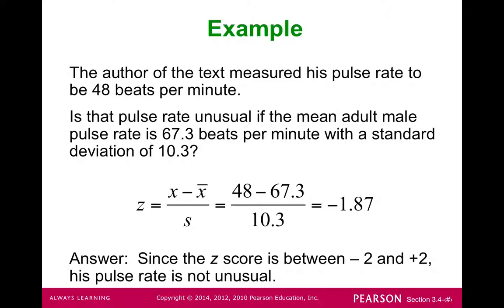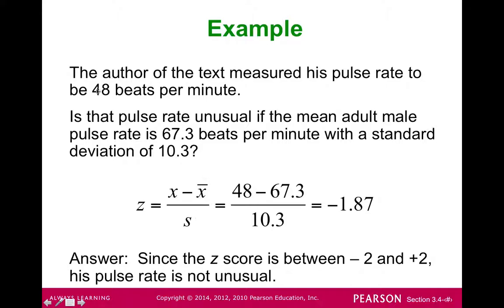The author of the text measured his pulse rate to be 84 beats per minute. Is that pulse rate unusual if the mean adult male pulse rate is 67.3 beats per minute with a standard deviation of 10.3? Okay, so here is our equation that we saw in the last couple of slides. Z is going to be equal to x minus the mean divided by the standard deviation.